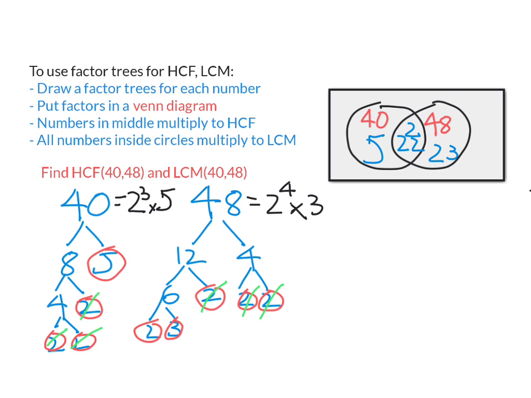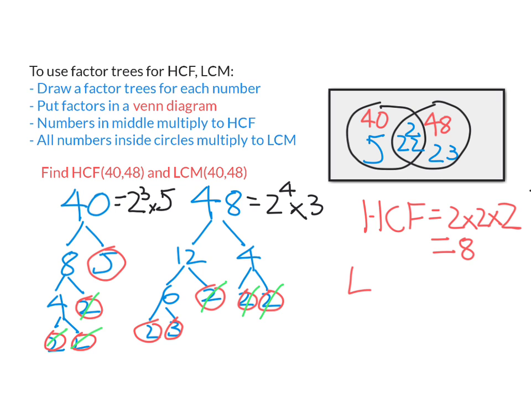So how do we use this to find highest common factor and lowest common multiple? So these numbers in the middle, you multiply them together to get the highest common factor. So the highest common factor here of 40 and 48 is just going to be 2 times 2 times 2. All of the numbers inside the center multiplied together. So 2 times 2 times 2 is obviously 8. Highest common factor of 40 and 48 is 8.